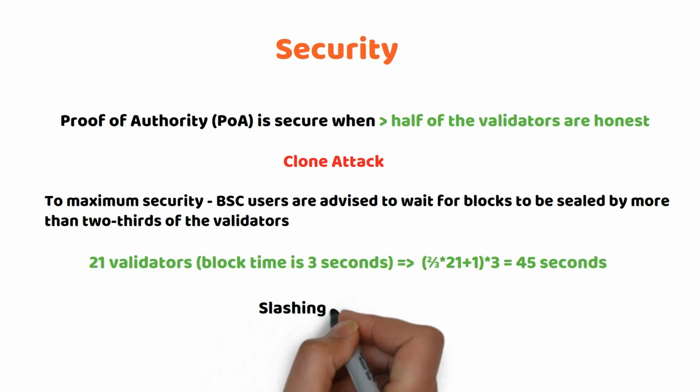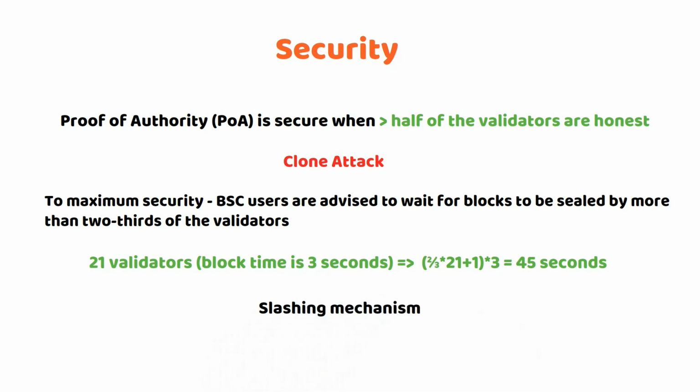Additionally, BSC has implemented a slashing mechanism to penalize Byzantine validators for double signing or unavailability. This helps to quickly identify and deter malicious actors, making the clone attack less viable. With this feature, as few as half of the validator seals are sufficient for most transactions.